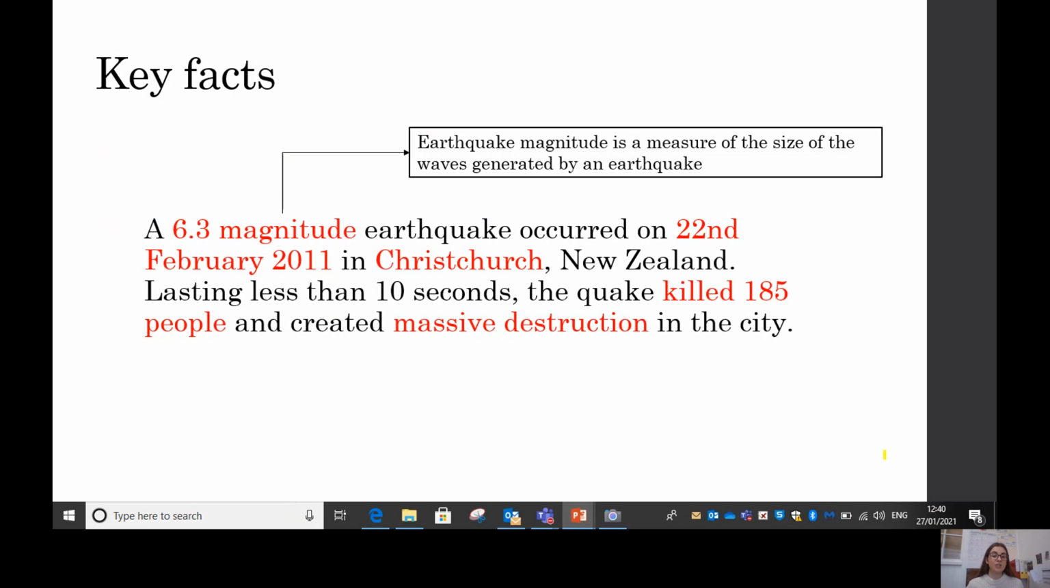A 6.3 magnitude earthquake occurred on the 22nd of February 2011 in Christchurch, New Zealand. Lasting less than 10 seconds, the quake killed 185 people and created massive destruction in the city. So earthquakes do usually only last a short time, and this particular one only lasted 10 seconds, yet it was destructive enough to kill 185 people.